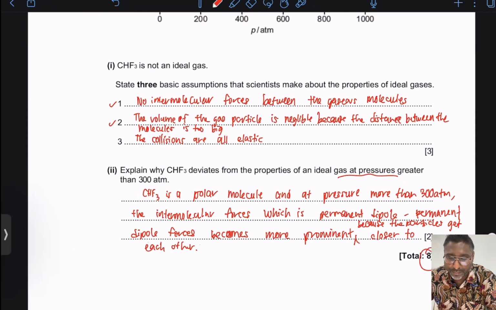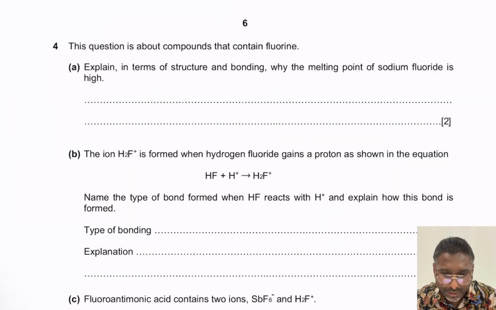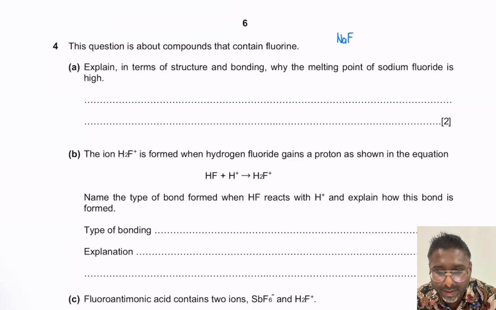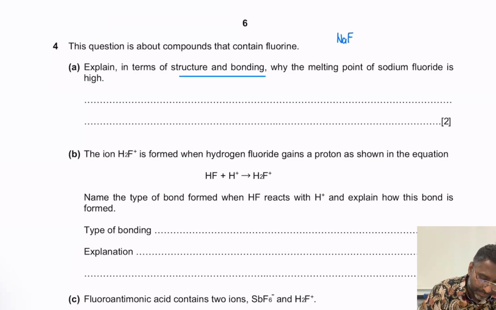Total 8 marks. Okay, so here, let's start. This question is about compounds that contain fluorine. Explain in terms of structure and bonding why the melting point of sodium fluoride is high. So why is sodium fluoride's melting point high? When we are talking about sodium fluoride in terms of structure and bonding, what type of bonding?